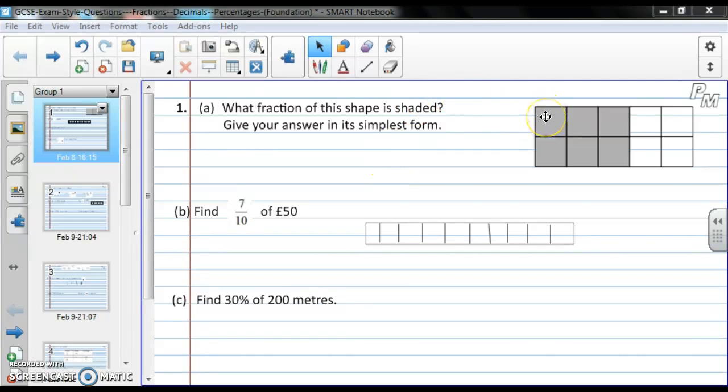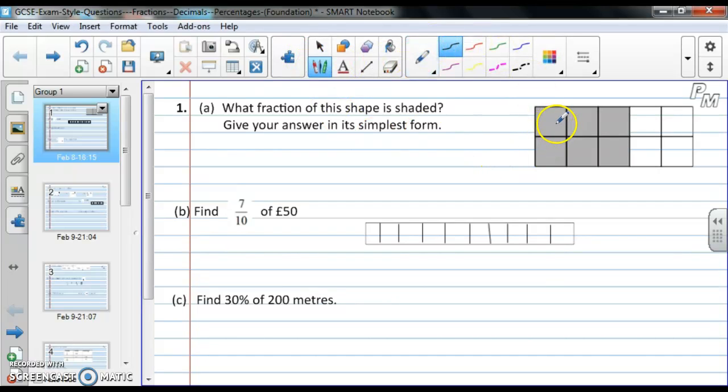So first we need to look at the fraction. Remember, when we're talking about fractions, it's always the part over the whole. So I need to figure out how many boxes I have in total. I've got 1, 2, 3, 4, 5, 6, 7, 8, 9, 10. That is my whole, so that goes on the bottom. So I've got 10 on the bottom. Then I need to look at the top, at how many boxes are actually shaded. So 1, 2, 3, 4, 5, 6. So I've got 6 out of 10.